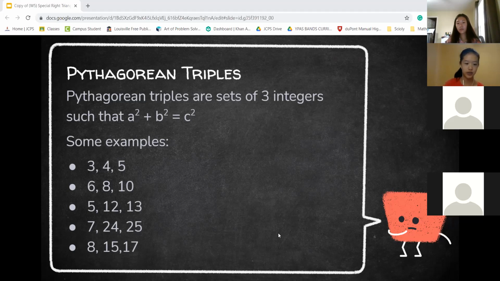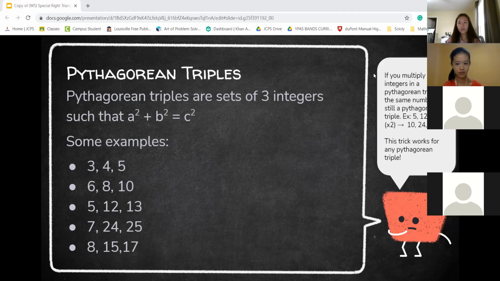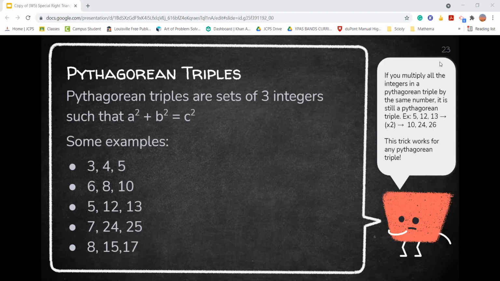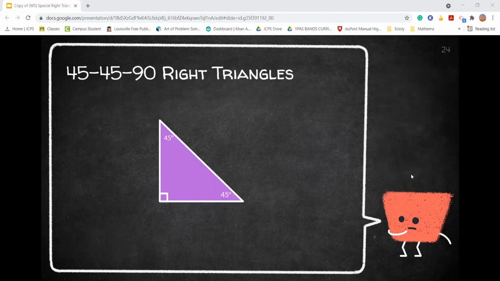Also, another thing is that if you multiply each number in a triple by a common factor, for example, if you multiply the 3, 4, 5 triple by 2, that will give you a new triple. So that's actually where the 6, 8, 10 triple comes from. It comes from the 3, 4, 5 triple. You're just multiplying by 2. Yeah, that's what I just explained.